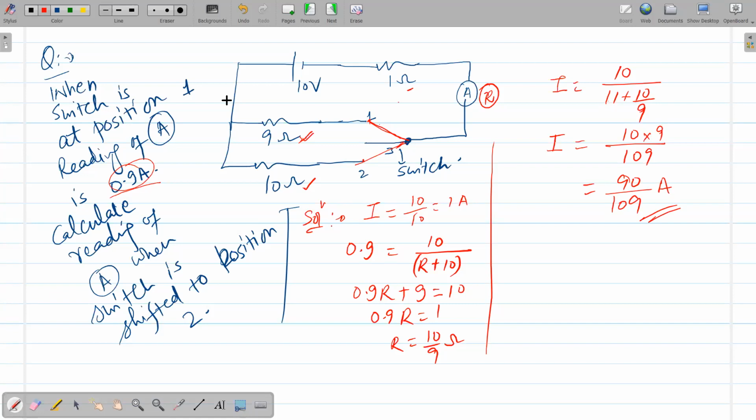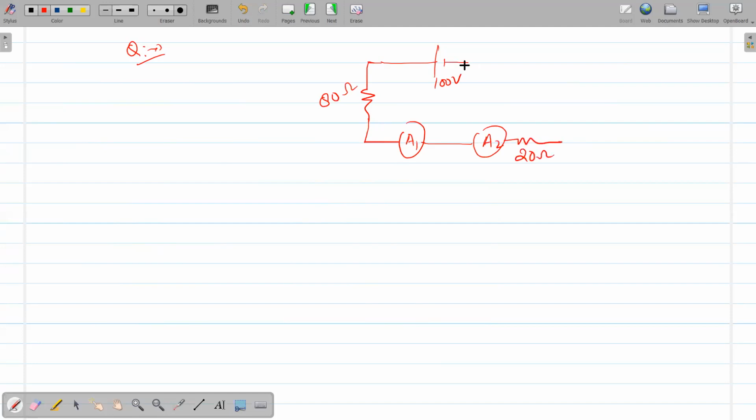Good. If you got it, let's solve one more problem. I hope now you'll be able to find this answer. Here I have one cell of some voltage. Sorry, this is 80 ohm. And here I have ammeter A1, ammeter A2, some resistance 20 ohm, connection like this.